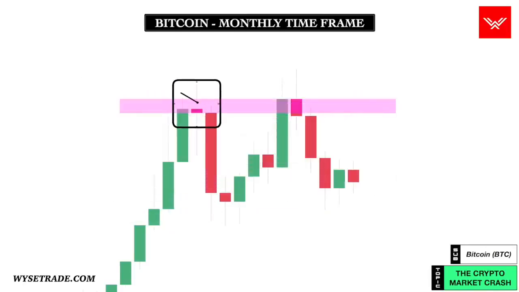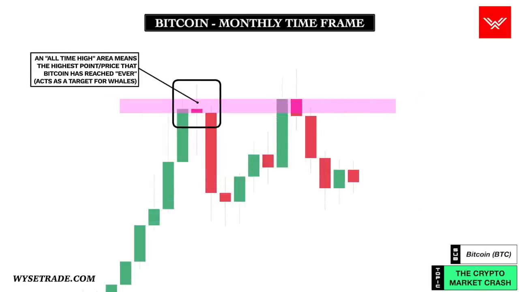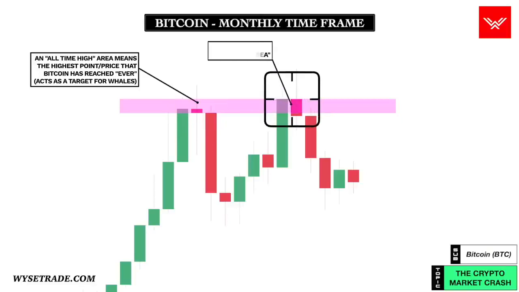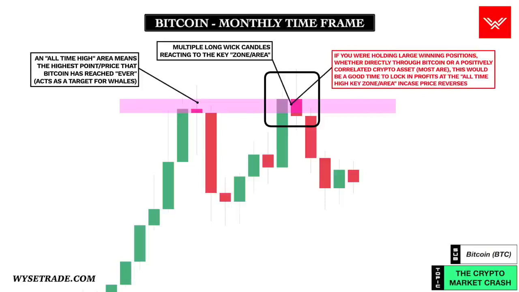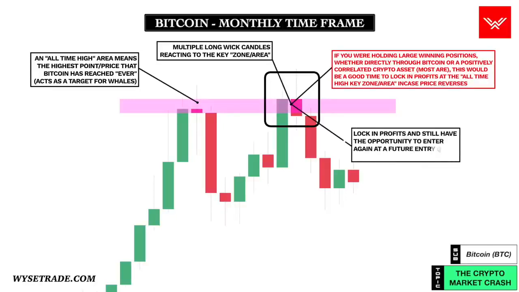This area was also an all-time high area, which again shows how key this level and area is. As price came up to this level, you had multiple long wick candles reacting to the general key area and zone. Now, we're not saying you should have shorted Bitcoin, but if you were a holder who was running with a very large profit and with many large positions, whether directly through Bitcoin or a correlated crypto asset, this would be a good time to consider closing out positions to lock in profits and then wait for another possible future entry point.